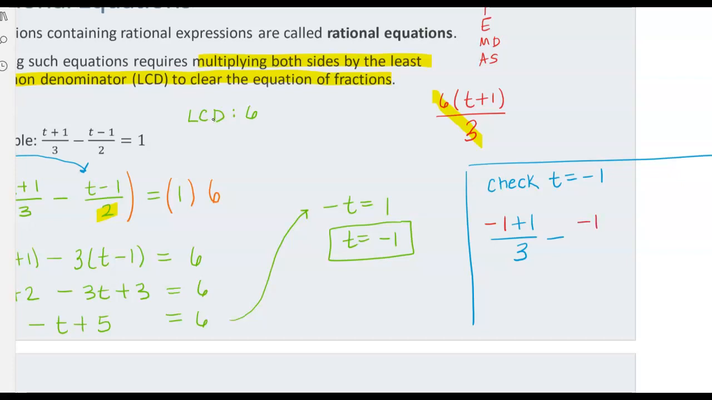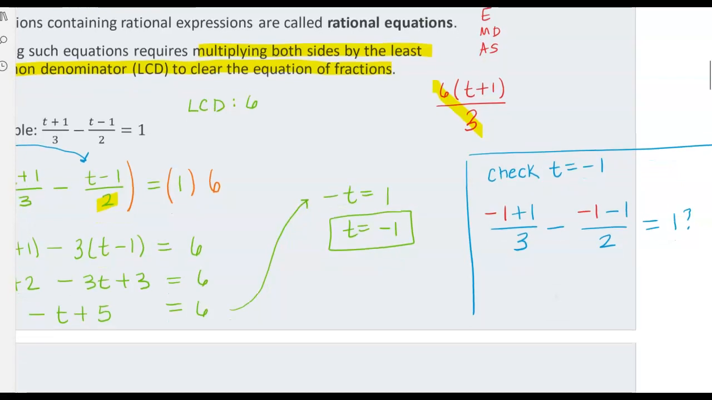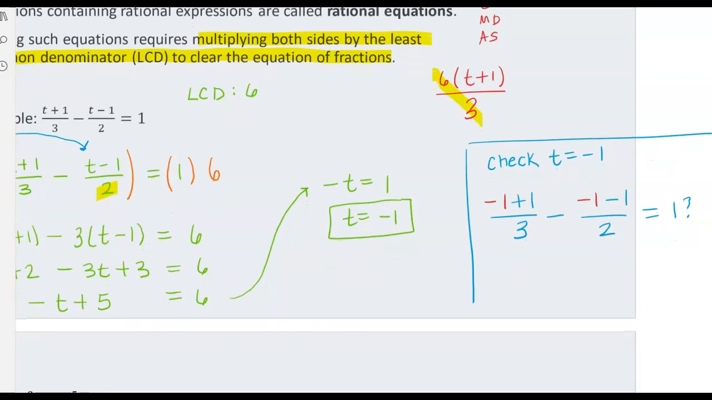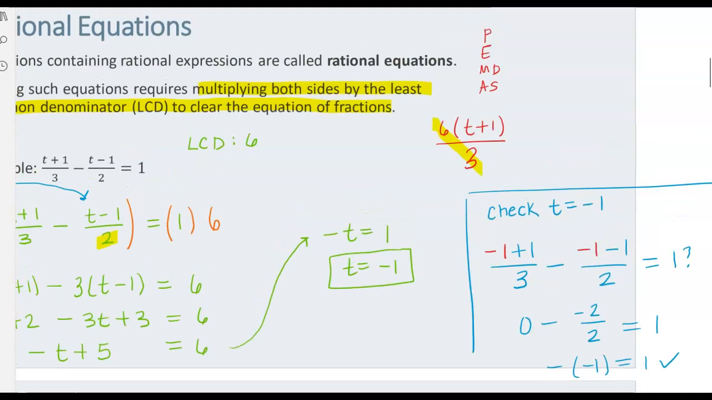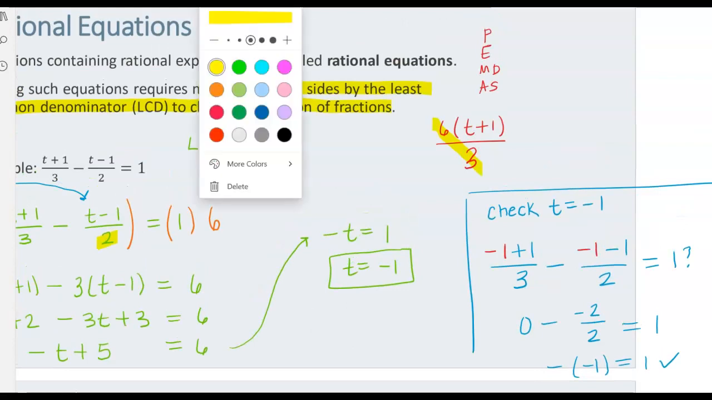Negative 1 minus 1 over 2. And we want to know if that is equal to 1. I think that's correct. So for our first fraction, we're getting 0 over 3. For our second fraction, we're getting negative 2 over 2. Yeah, that looks like it's going to end up equaling 1, right? Because it'll be a negative 1. That's correct. Yay. So the answer that we got here is correct.